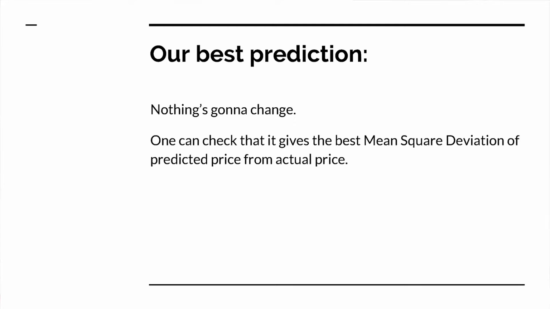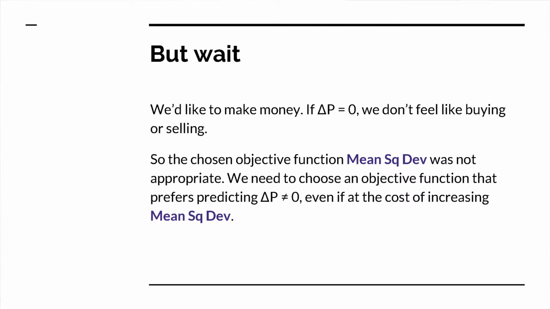So is that it? If you just measure the mean squared deviation between the price movement and the one that you predicted, predicting zero for the price movement actually gives you the best. So what do we do? We cannot be satisfied with this because we want to make money, and if we predict zero every day, we don't particularly feel like buying or selling something that we don't expect to change.